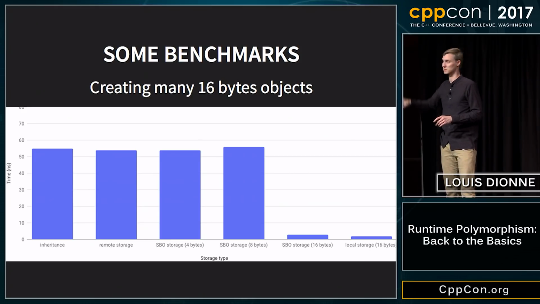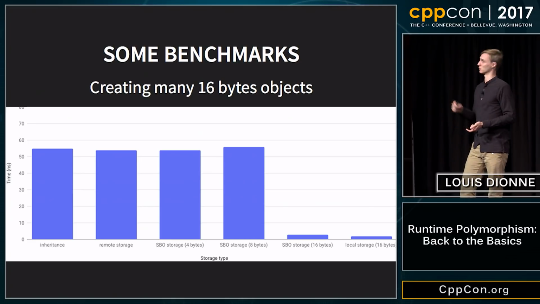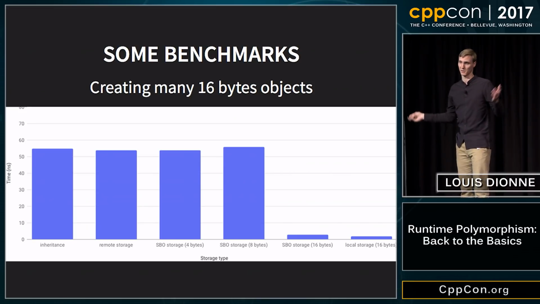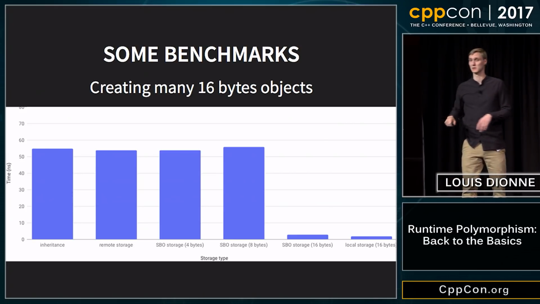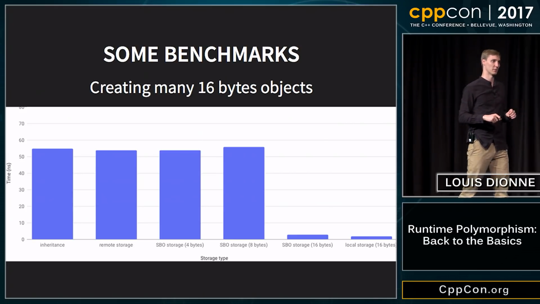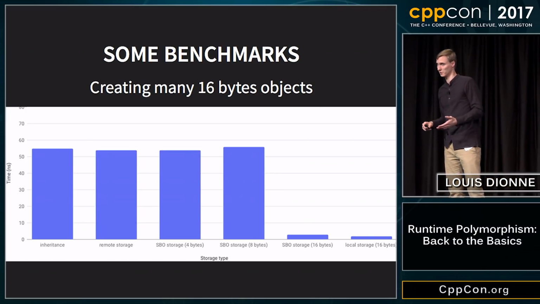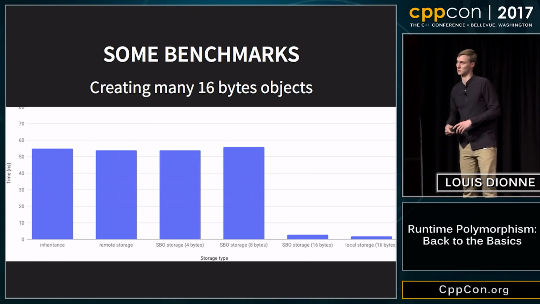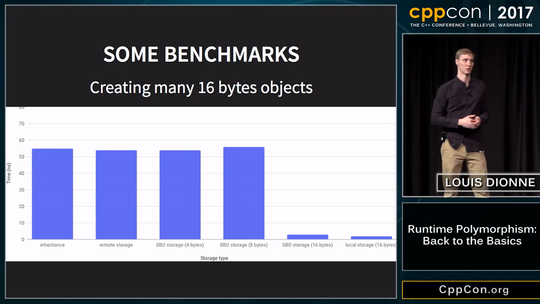The third one is the SBO storage with 4 bytes. 4 bytes is not enough to store 16, so I'm always going to the heap. I can never actually put the object in my buffer, so I need to go to the heap, and I pay for it. Same for 8 bytes, which is the next one. Then the cost drops with the SBO storage of 16 bytes, where suddenly my objects fit in my buffer. I don't have to do an allocation, and boom, the cost drops dramatically. And the last one is the local storage with 16 bytes, where the object always fits as well, so I'm not paying for an allocation.